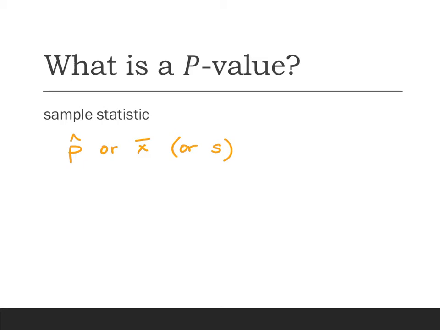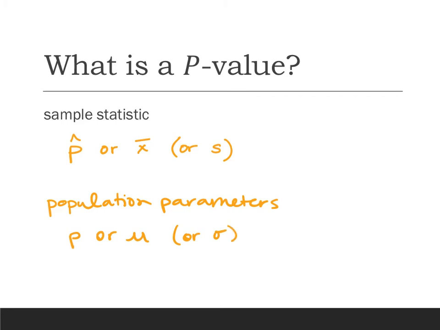But we're dealing with p-hat specifically in this section 10.2, and our parameters, so population parameters that we're dealing with, are, we're going to be trying to do a hypothesis test for a proportion or a population mean, mu. And again, we're not actually going to test, but if we were, it would be using the parameter sigma. So that's what we're dealing with.